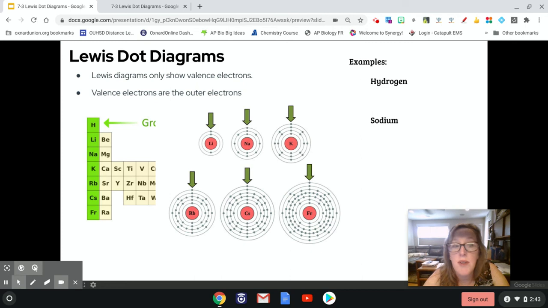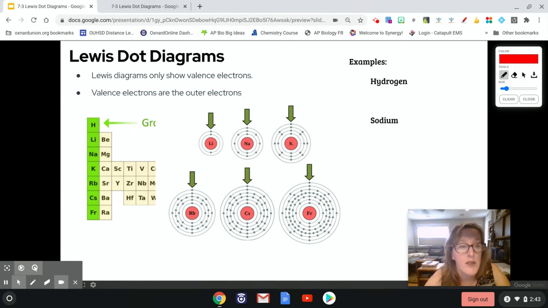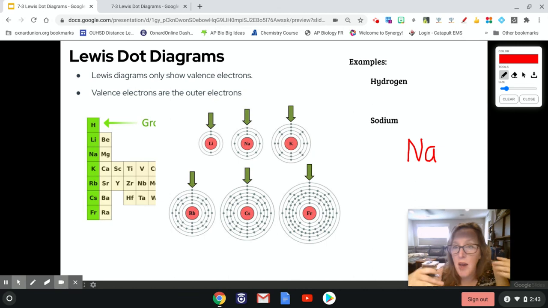Here's another example. Let's say we want to do sodium. Again, I'm going to look for the element symbol. You may have to check your periodic table, but I write the element symbol, Na. I'm going to stay neat about it, so I know that I can put a dot on any of the four sides. Doesn't matter where. I'll put it on this side this time. There's my Lewis dot diagram.